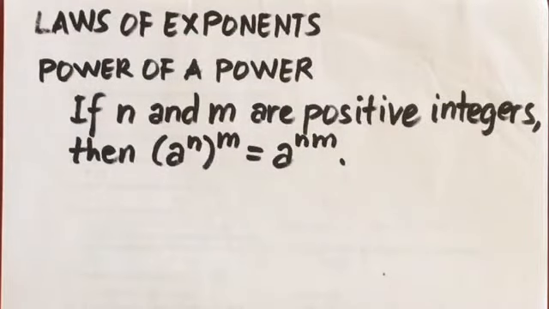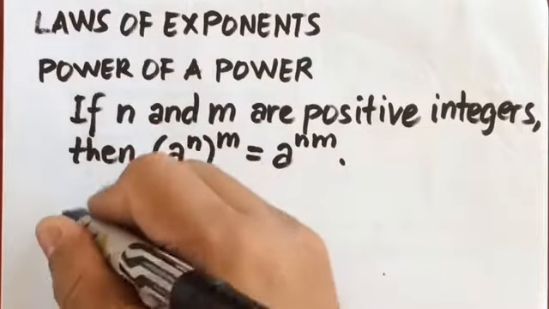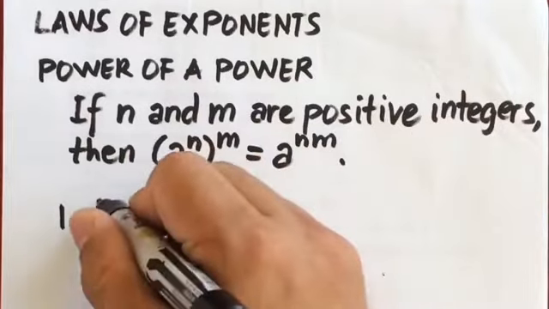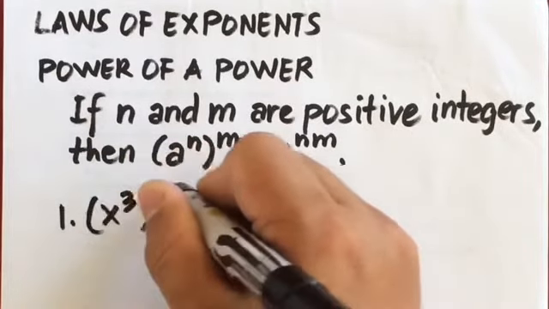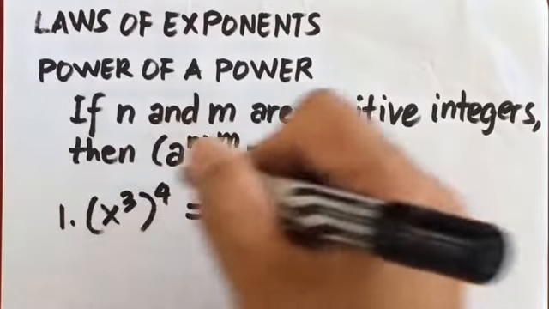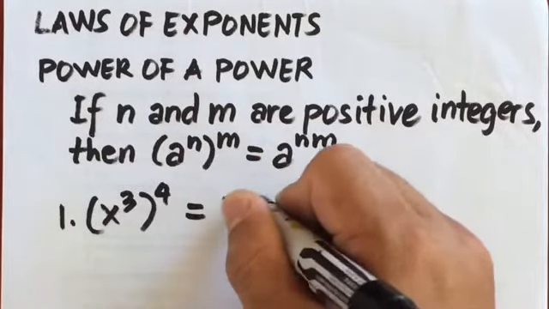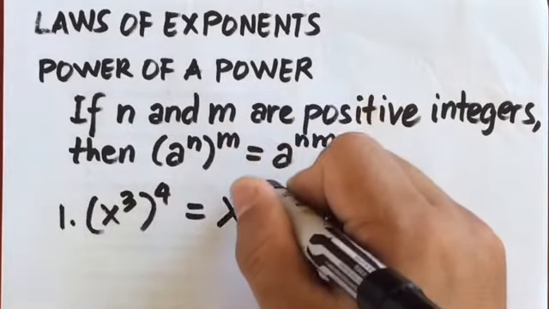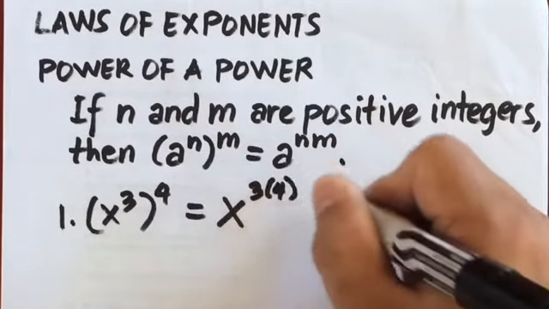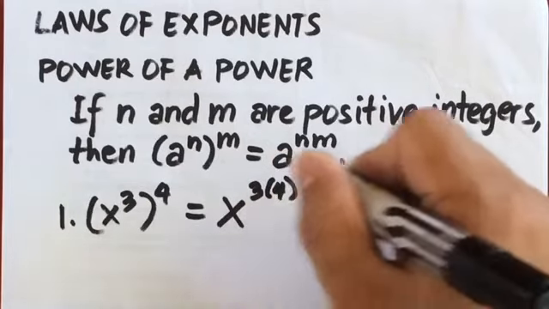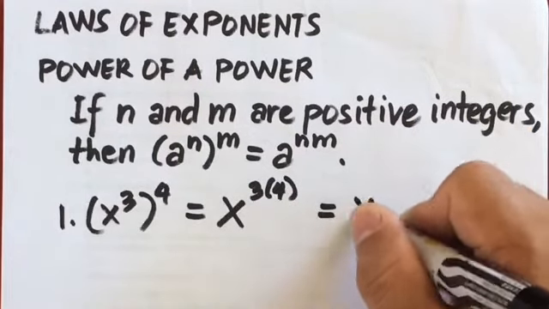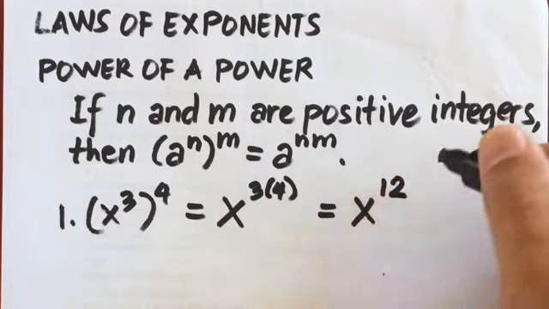Power of a power states that if n and m are positive integers, then a to the power of n raised to the power of m is equal to a to the power of n times m. Now in here, if we're going to have examples, example number 1, let's have x cubed raised to the power of 4. So what you're going to do is copy the base x, then multiply the exponents, 3 times 4, that will be equivalent to 12. So your answer will be x to the power of 12.